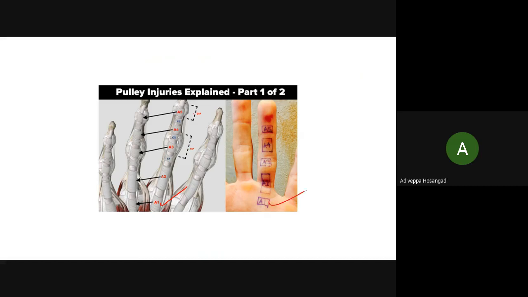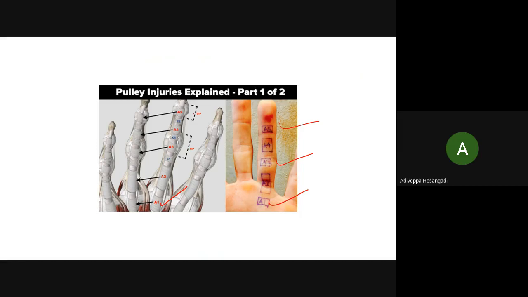Remember this: A1, 3, 5 are in front of the joints. A1 at the metacarpophalangeal joint, A3 at PIP, A5 at DIP. Easy to remember. Five annular pulleys. A1, 3, 5 correspond to one joint each. Three joints are there in each finger. In between are 2 and 4. Very easy. So that ends your annular pulleys.